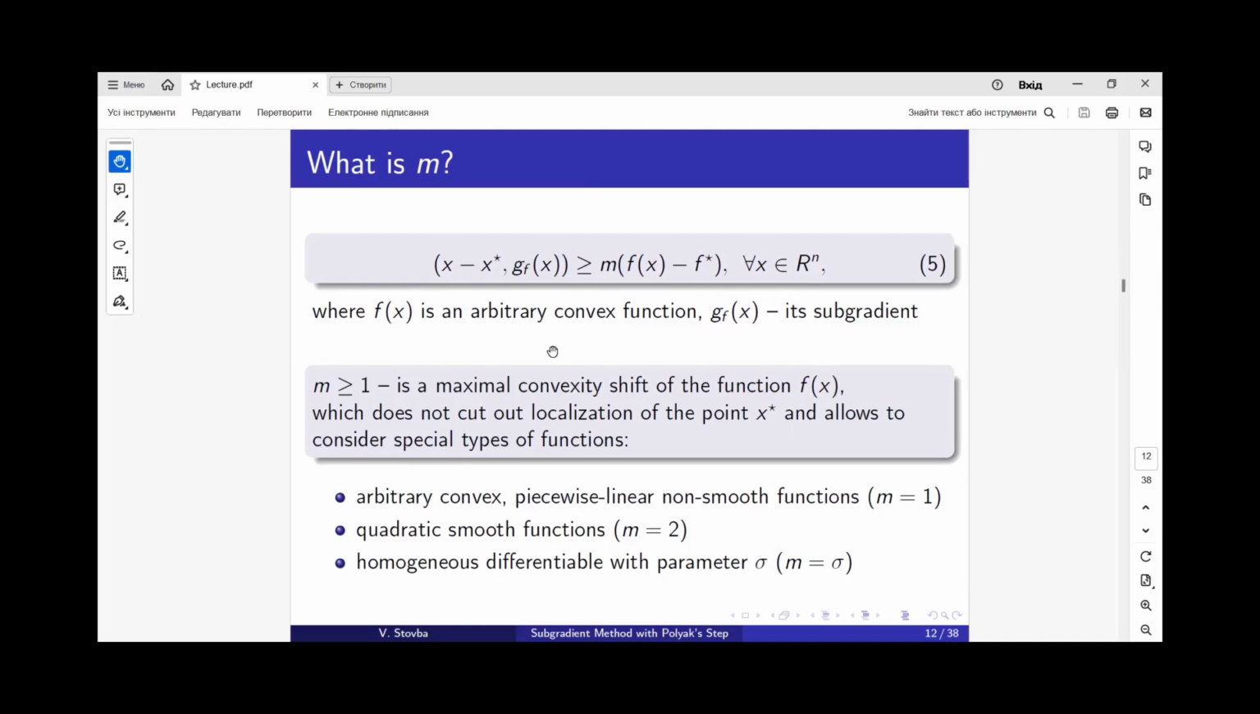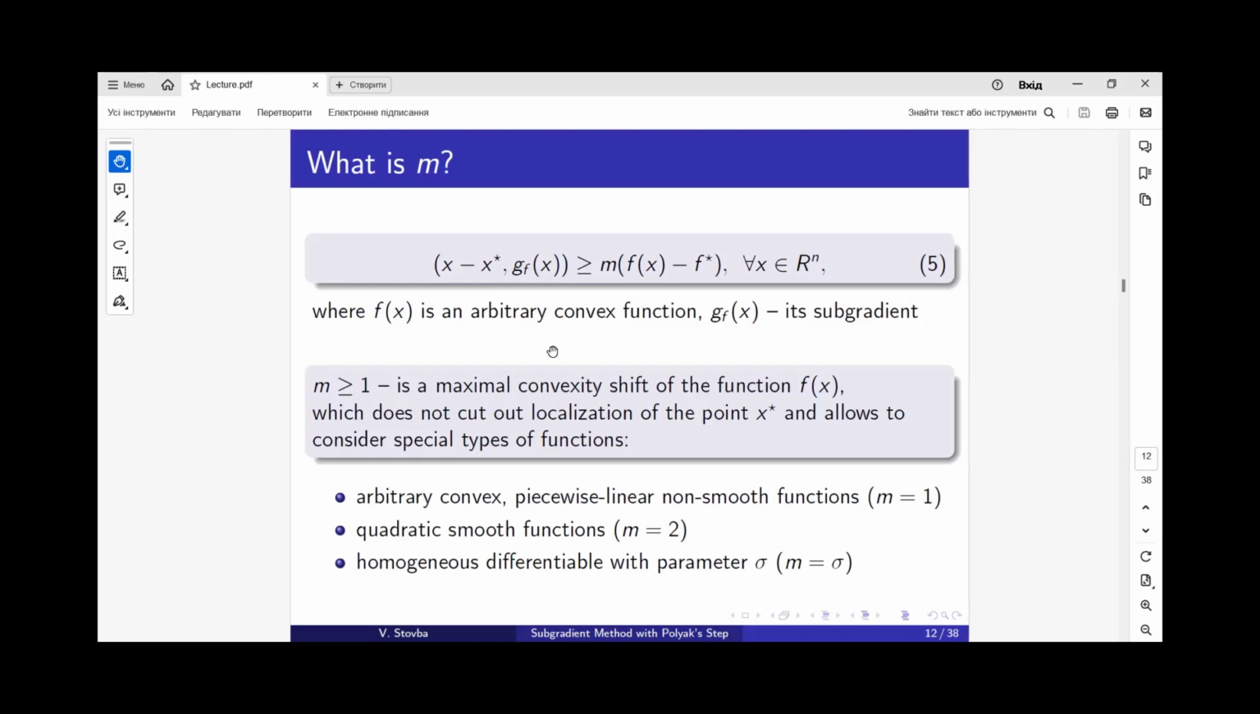So what does it allow us to do? It does not cut the localization of the optimal point x star, and allows us to consider some special types of functions. For example, if we have arbitrary convex piecewise linear non-smooth functions, for them we have m equals 1. If we consider quadratic smooth functions, we can use m equals 2, and thus accelerate our step and speed it up 2 times.